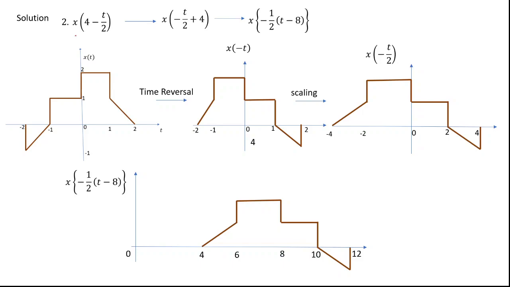Next, we have to sketch x(4 minus t by 2). Here you can see there is a shifting operation, there is a time reversal operation, as well as 1 by 2 is the scaling factor. T by 2, that is 1 by 2, is the scaling factor. So how will we proceed?